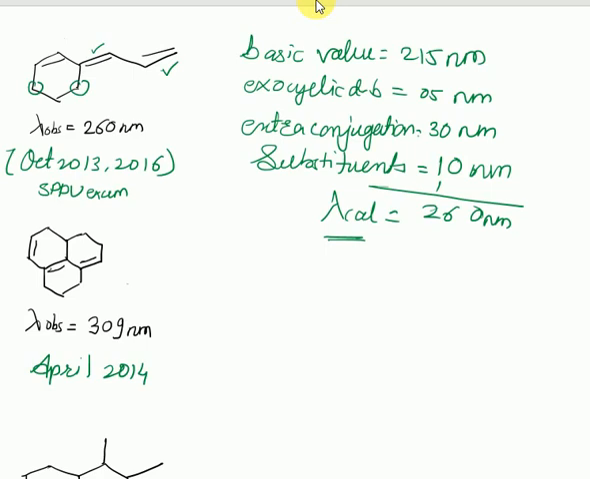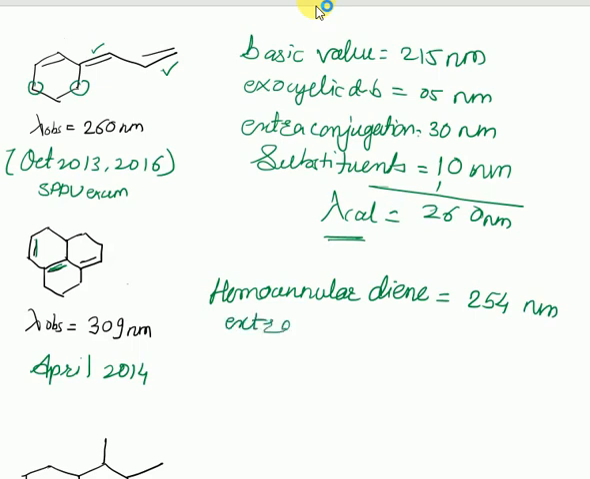For this, it is again a homoannular diene. If we consider this double bond and this double bond, they are part of one and the same ring, so the basic value for the homoannular diene is 254 nanometer. Then there is an extra conjugation: this double bond is extra, other than the diene, so it contributes 30 nanometer.